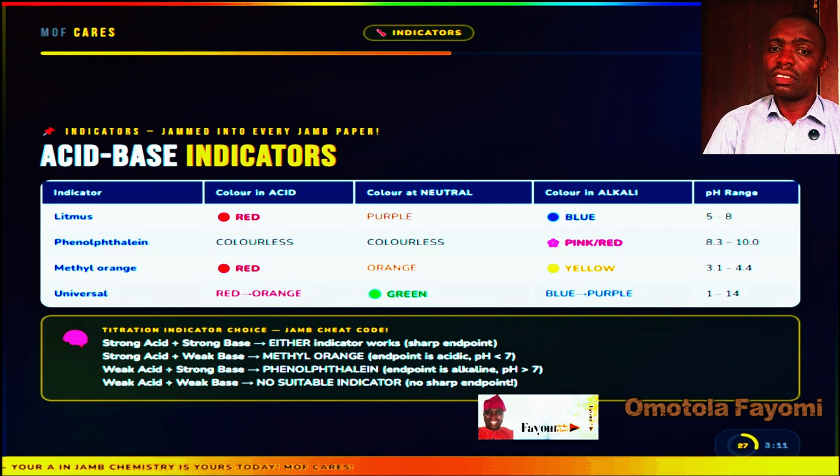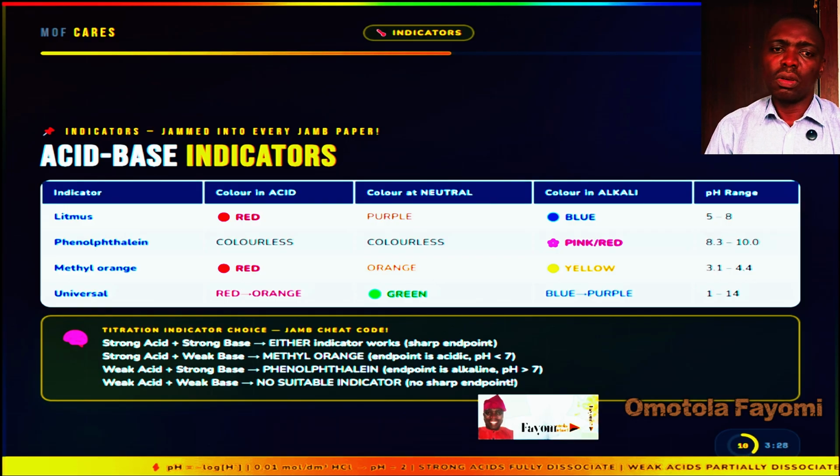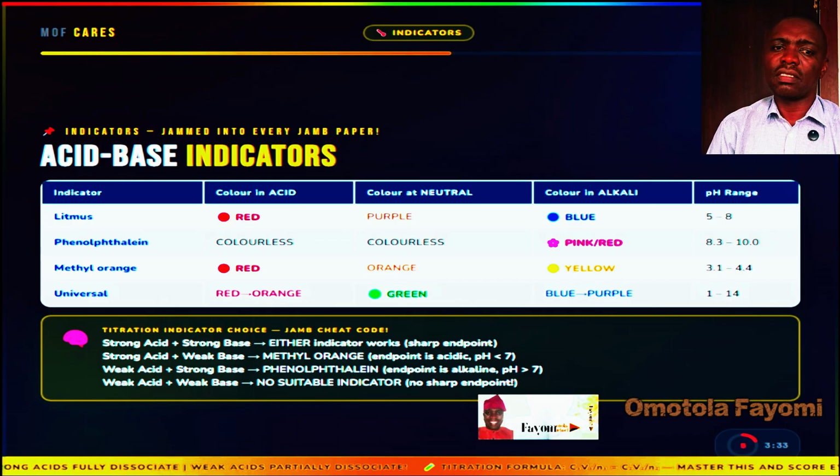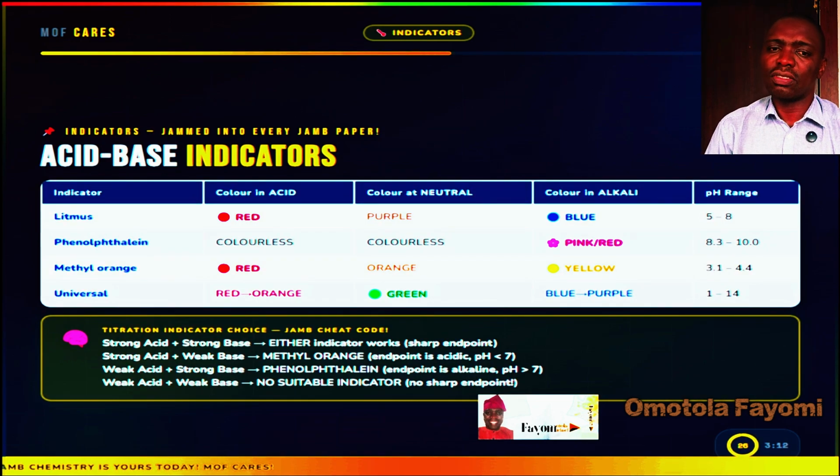What about indicators? These are chemicals that change color depending on whether the solution is acidic or alkaline. JAMB tests indicator colors in almost every paper. Litmus, the most famous indicator, turns red in acidic and blue in alkaline. Simple, but litmus is not precise enough for titration. Phenolphthalein is colorless in acid and neutral, but turns pink or red in an alkaline solution. Remember, phenolphthalein shows color change at a high pH, so it is used when the endpoint is alkaline.